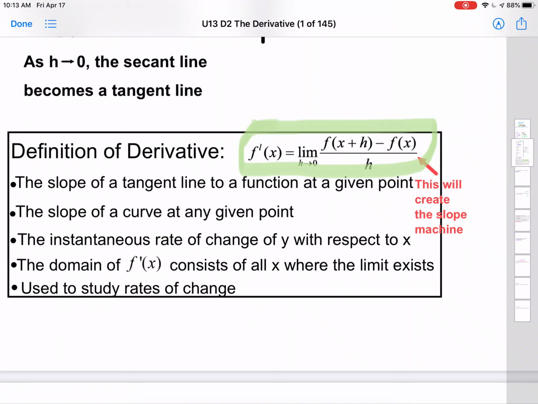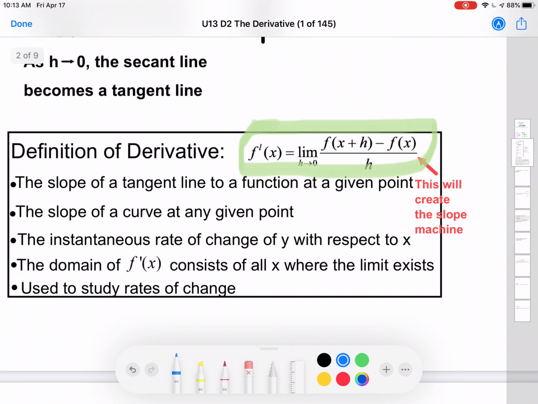So this is one definition. I'm just giving you a whole bunch of definitions of a derivative. The first one, the slope of a tangent line to a function at any given point. The slope of a curve at any given point. And here's the big one, instantaneous rate of change. Before, when we were doing a secant line, we were doing the average rate of change. Now when it becomes a tangent line, we're only going to have one point. So it's going to be the instantaneous rate of change of y with respect to x.